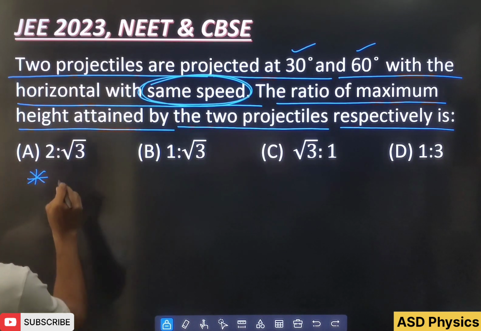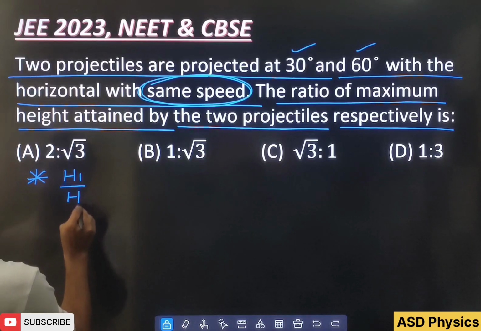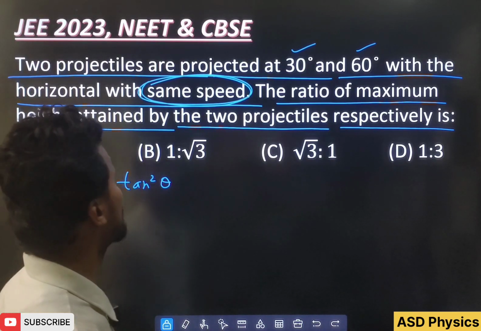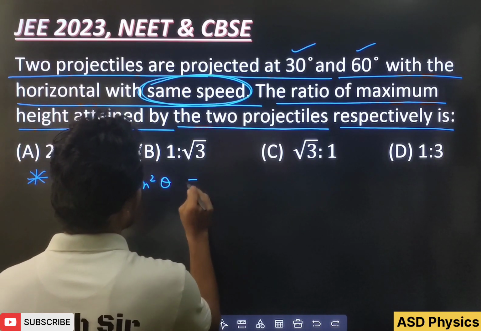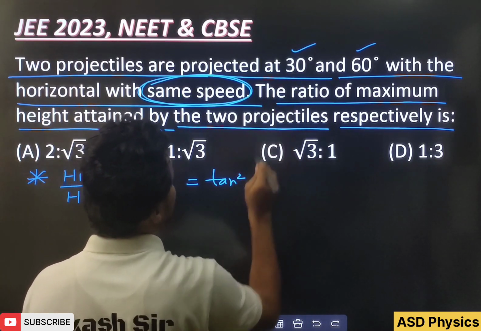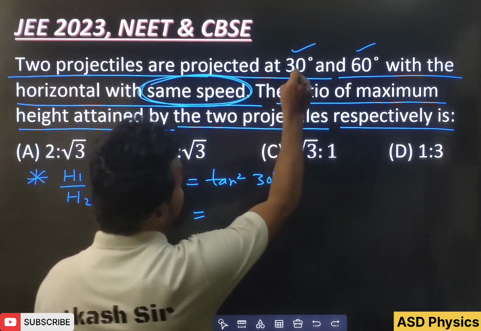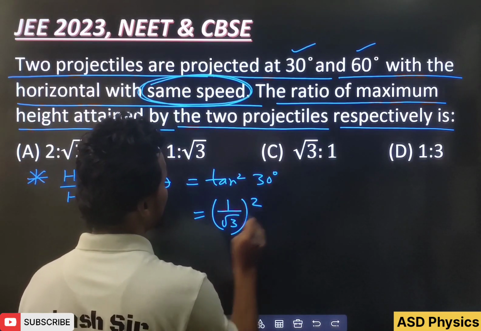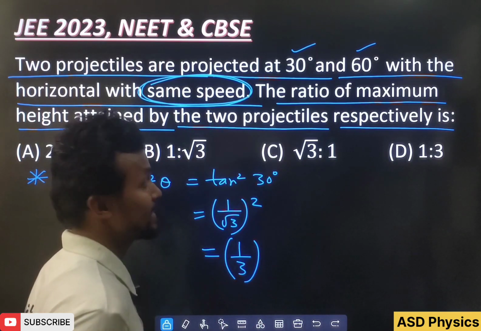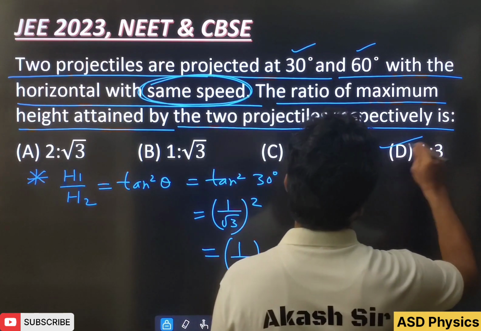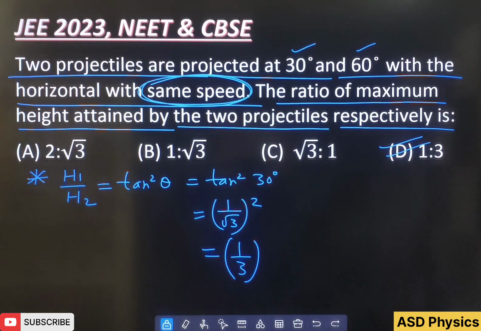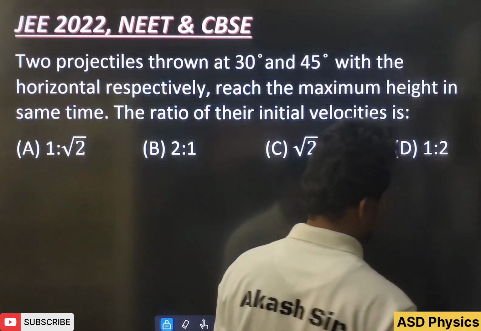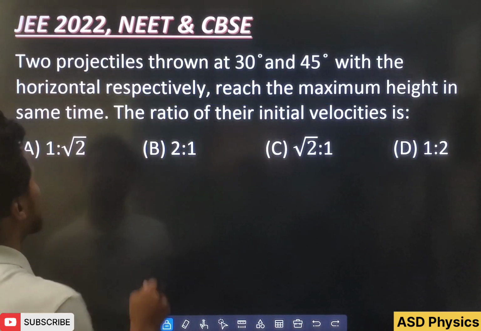What they are asking, the ratio of maximum heights. So remember that the ratio of maximum heights h1 by h2 is equal to tan square theta. Okay, so we can write here, see, tan square, and this angle is the 30 degree. Okay, this is theta, this is 90 minus theta. So tan square 30 means, kindly see here, 1 by root 3 square. That means how much is coming here? 1 by 3. So option is what here? Kindly see very well. The correct option is option D here. But again I told you, same speed, then only complementary angles matter.